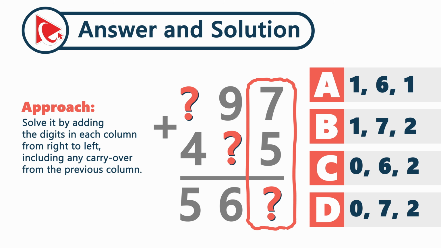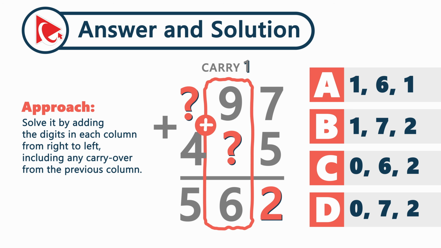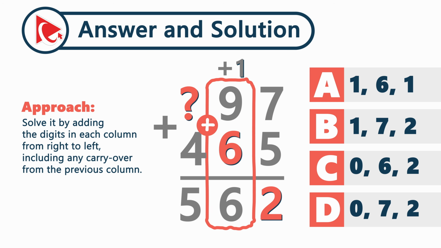Let's look at the example in the rightmost column. 7 plus 5 equals 12, which means that the missing digit is 2 and the carry is 1. The problem is very similar for the middle column, but with one exception. 9 plus 6 plus 1, which is the carry from the rightmost column, equals 16. The missing digit is 6, and we have another carry of 1, which goes into the leftmost column.